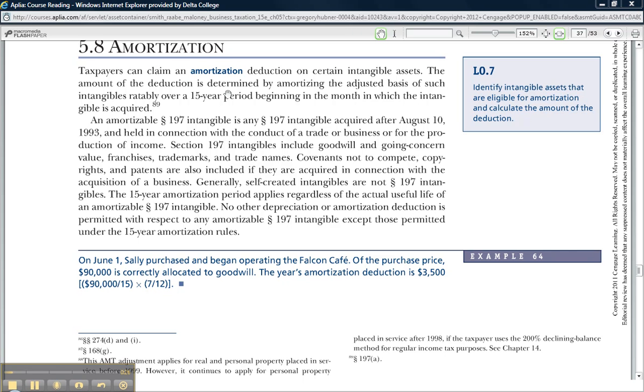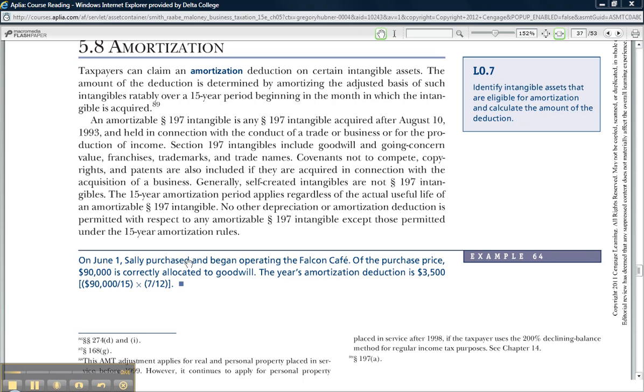It's just straight line, and I think it says here somewhere the beginning of the month. So there's no mid-month here. You get a full month. I don't know where that wording is, but you get a full month, no matter when you bought the asset, you can see it in effect here.